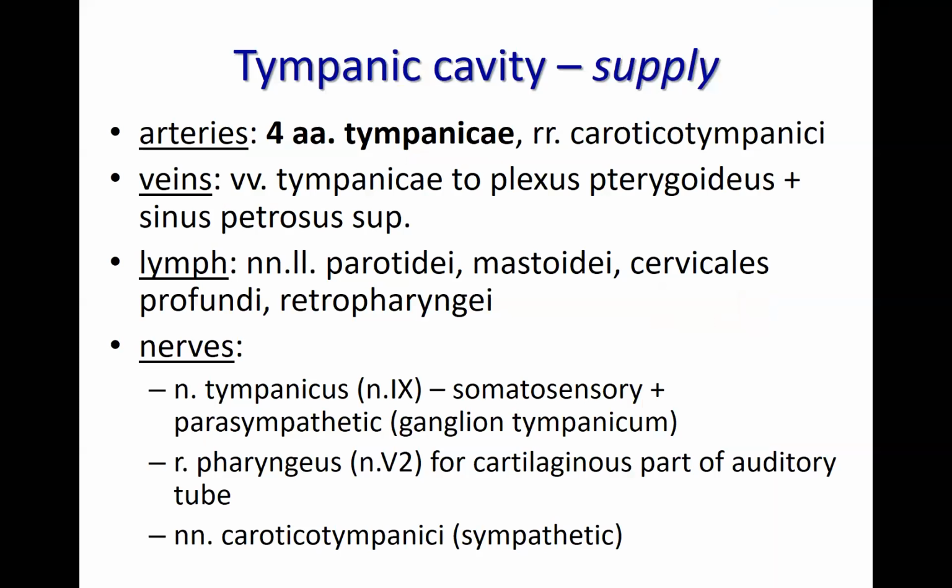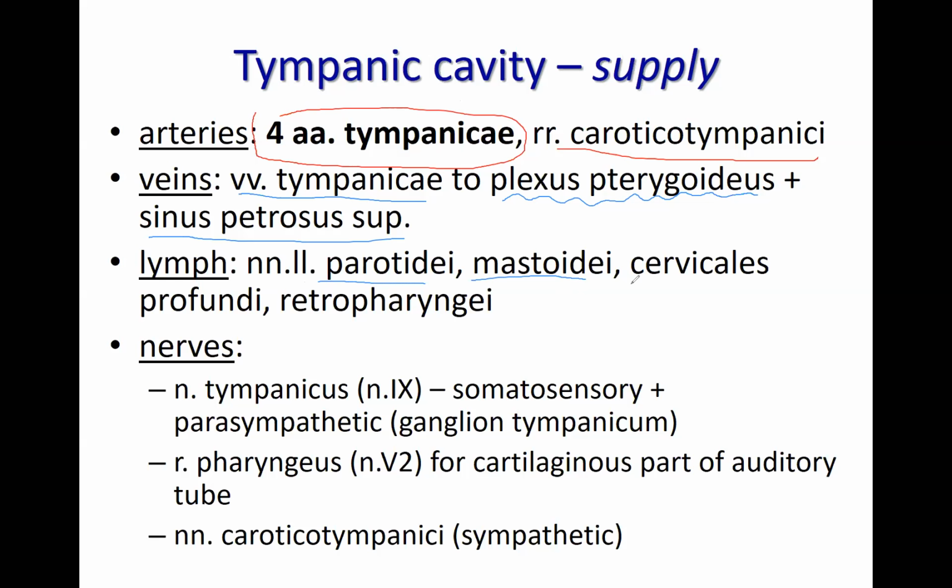So the blood supply, as I said, is four tympanic arteries plus caroticotympanic arteries. The drainage is by homonymous tympanic veins going into the pterygoid plexus, which is in the infratemporal fossa, and to the superior petrosal sinus through the tegmental wall. The lymph, similar to the external ear, goes to mastoid and parotid lymph nodes plus the deep ones, which go along the inferior tympanic vessels, which come from the ascending pharyngeal artery.